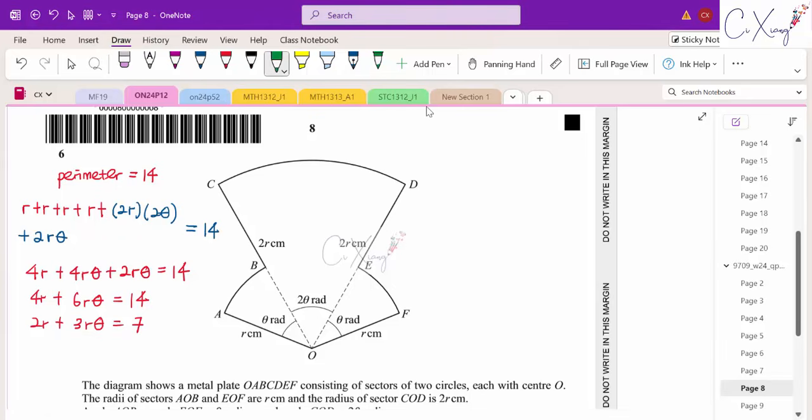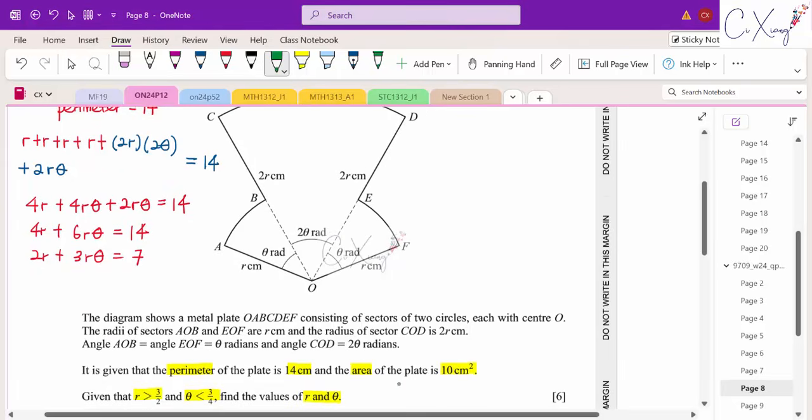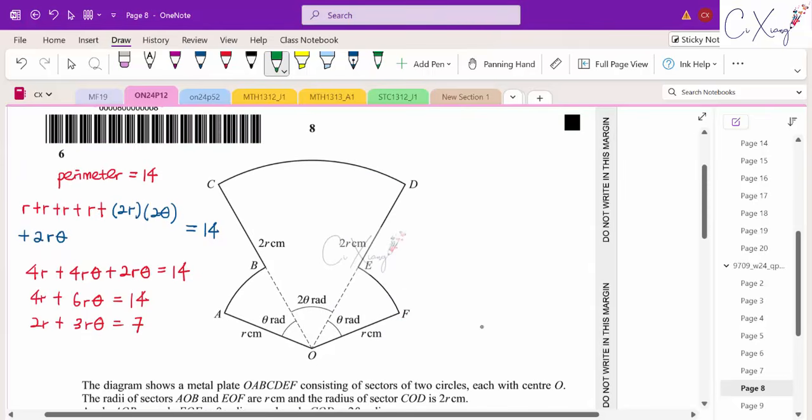Now we go to the second piece of information given, which is this one: the area of the plate is 10. So now I know that the area is 10.